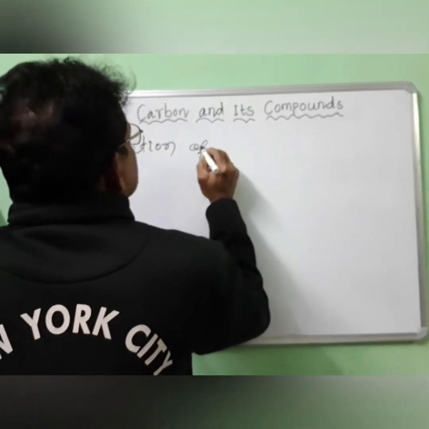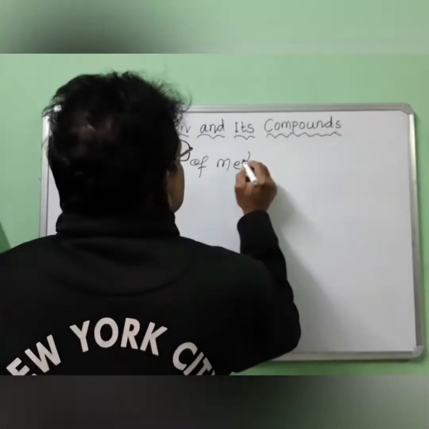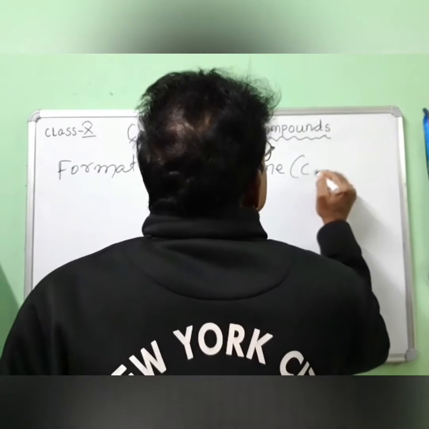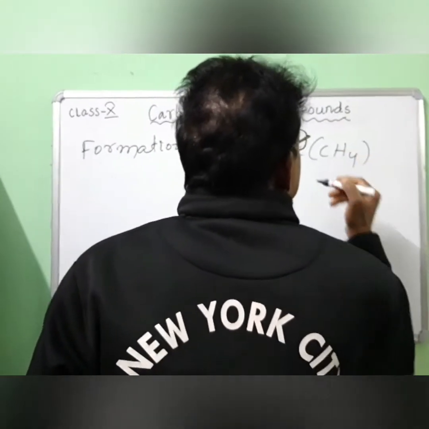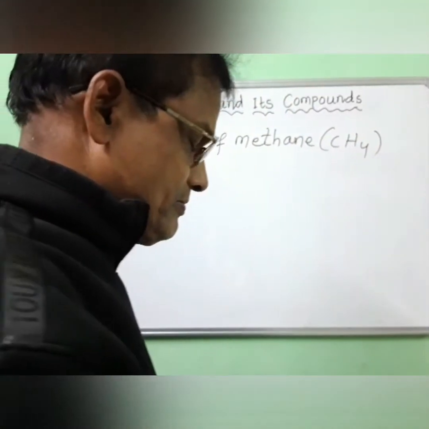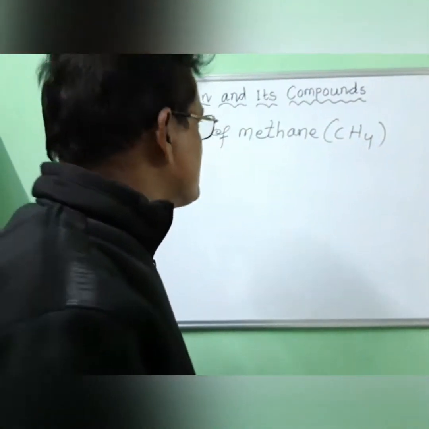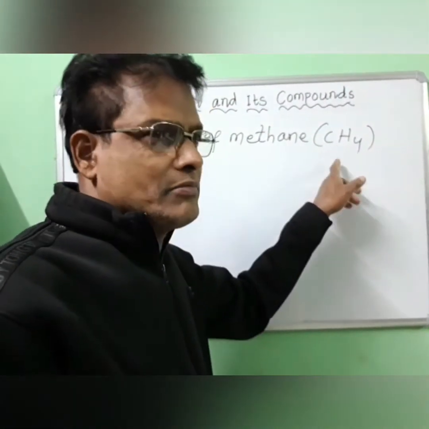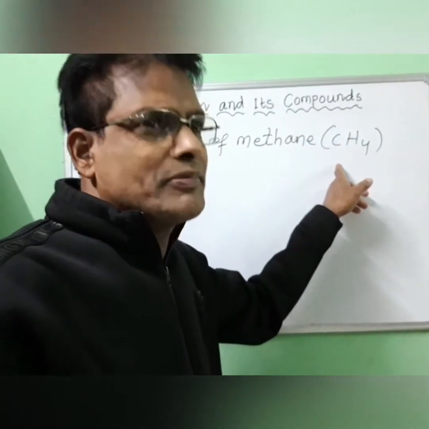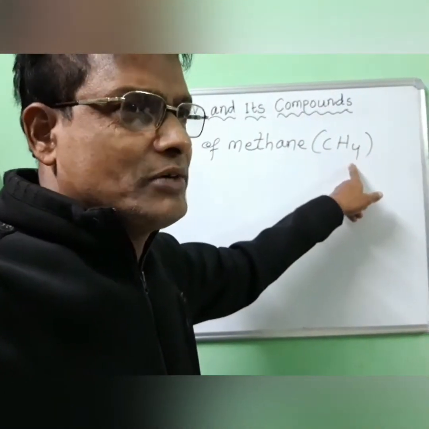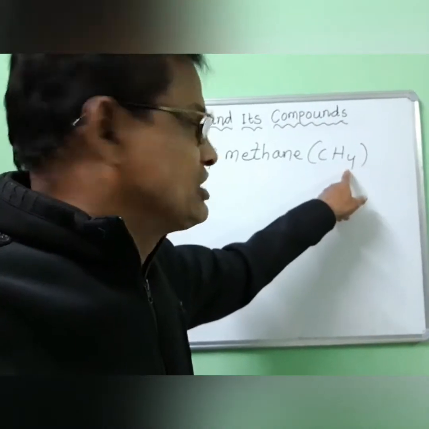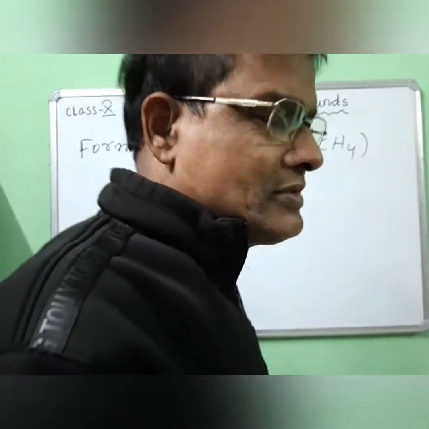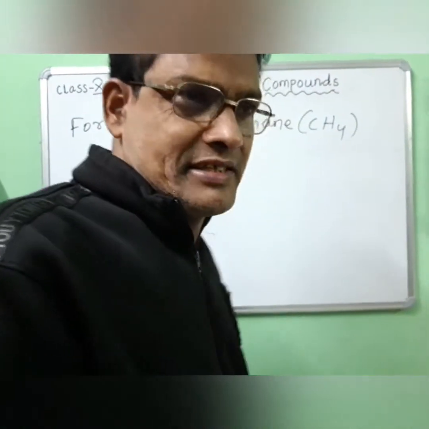Formation of methane, that is CH4. The formula of methane is CH4. Here one carbon atom combines with 4 hydrogen atoms to form methane, that is CH4. We have already known that the atomic number of carbon is 6.